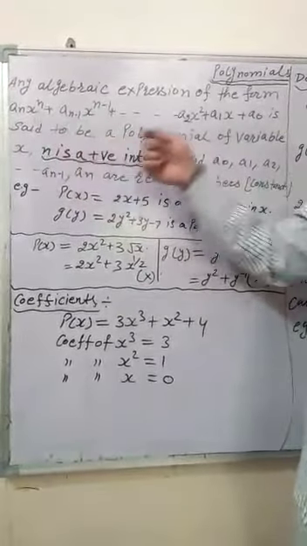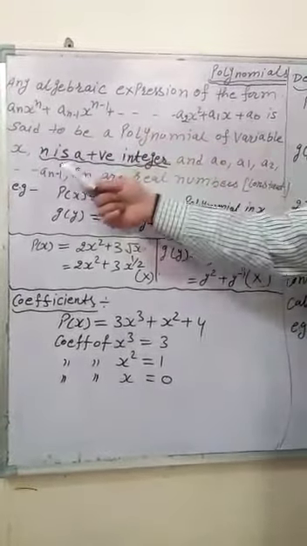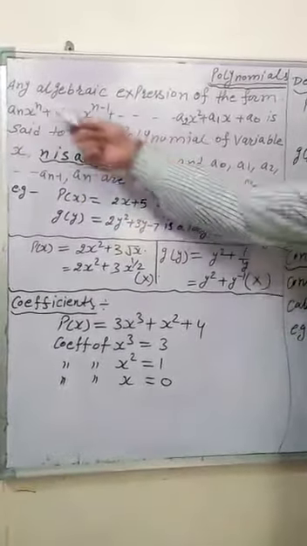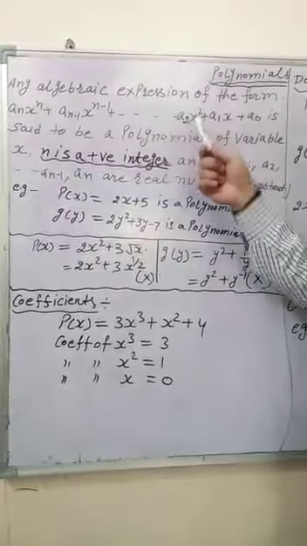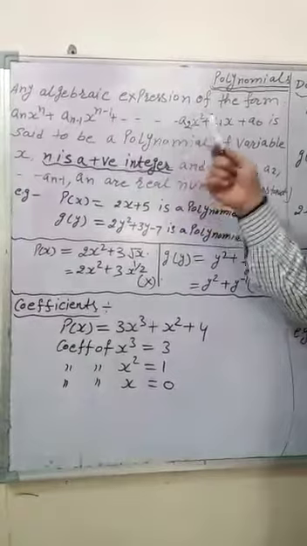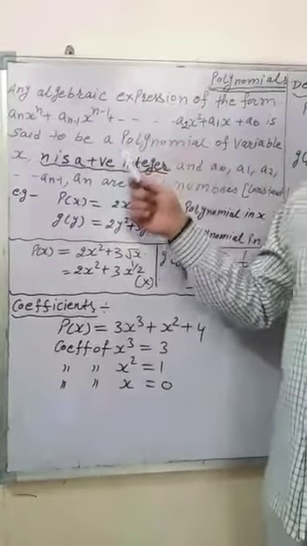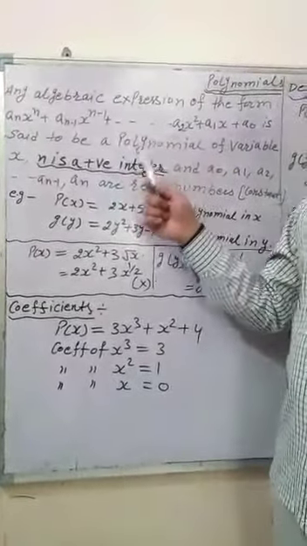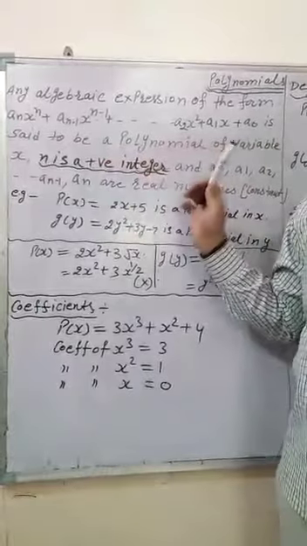This x is called a variable, where n is only a positive integer. This power n should be only a positive integer. It cannot be negative or a fraction. If the power of a variable is a fraction or negative, then the given algebraic expression will not be a polynomial. Is it clear?